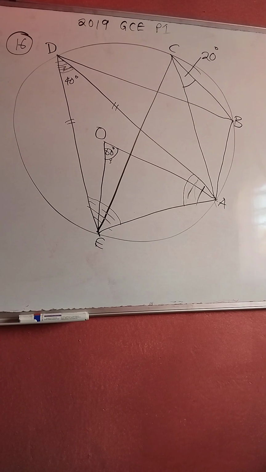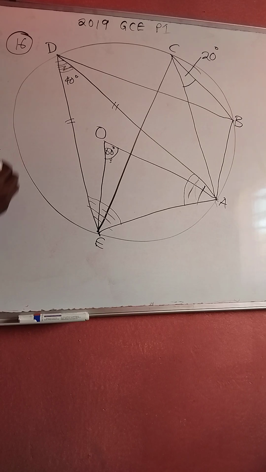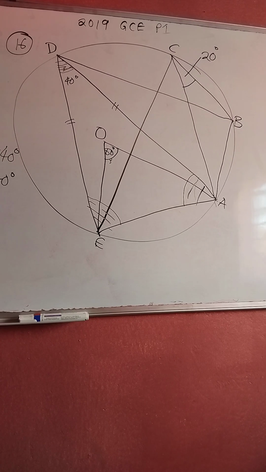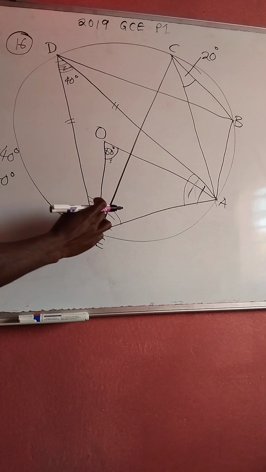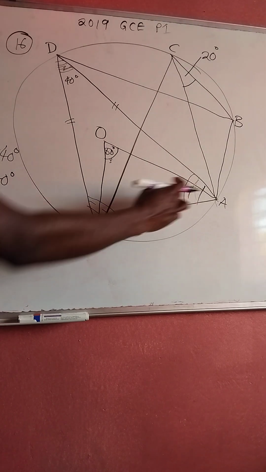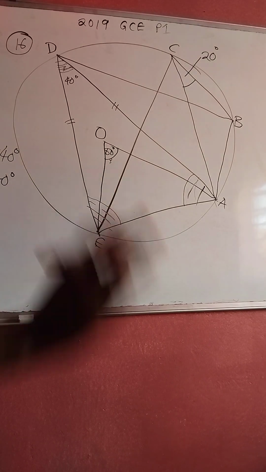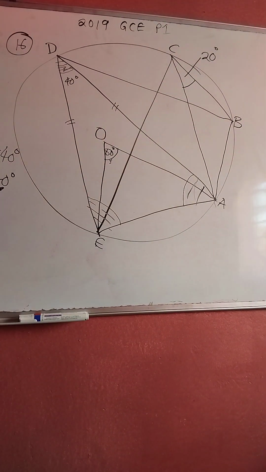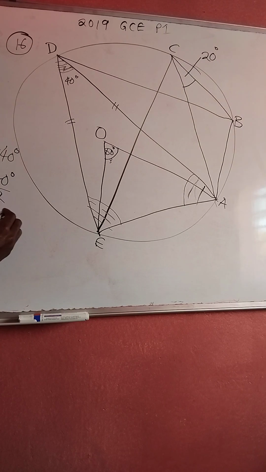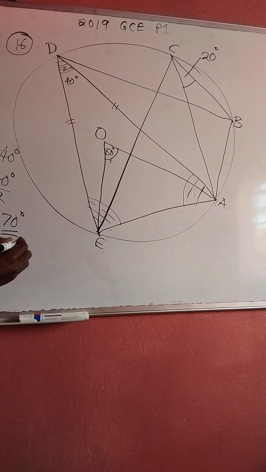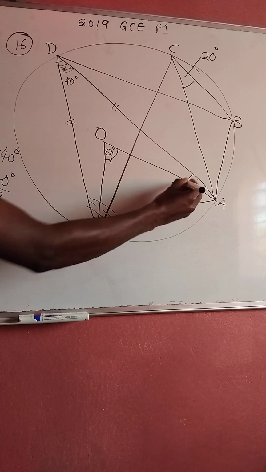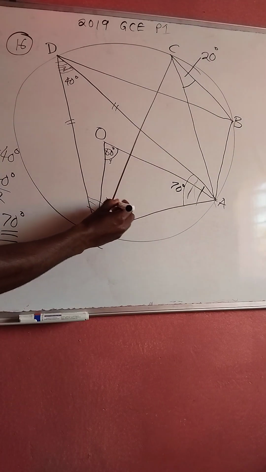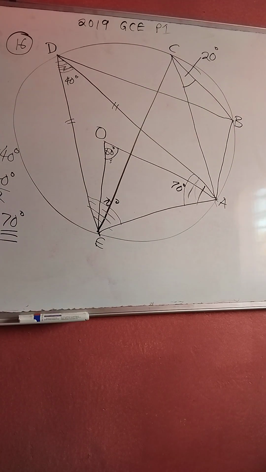So to find this angle DAE, we simply do 180 degrees minus 40, which will give us 140 degrees. This 140 is for these two angles, since this is an isosceles, meaning this angle and this angle are the same. So to find one, we divide by 2. 140 divided by 2 gives us 70 degrees. So this angle is 70 degrees, and this one is also 70 degrees. Then we go to BAD.